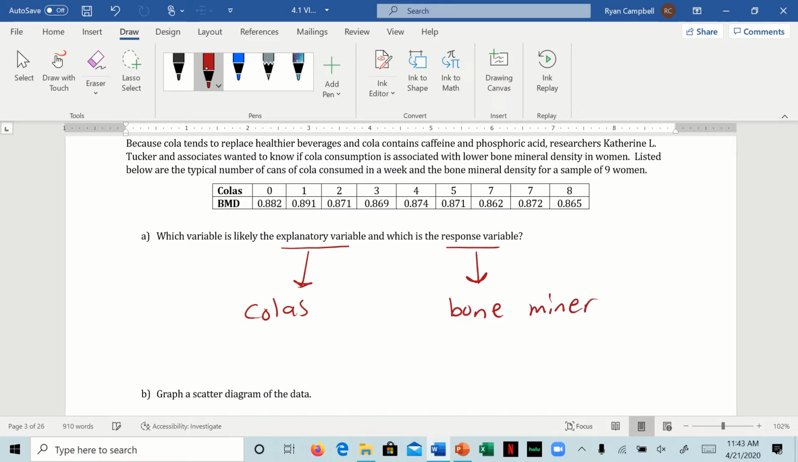If there was an association, if there was a cause and effect, cola would be the one to affect bone density, not the other way around, right? Now again, we don't know for sure. We would have to prove it using different methods, but if this was the case, we would say that the cola would probably be the thing that would explain the bone density.